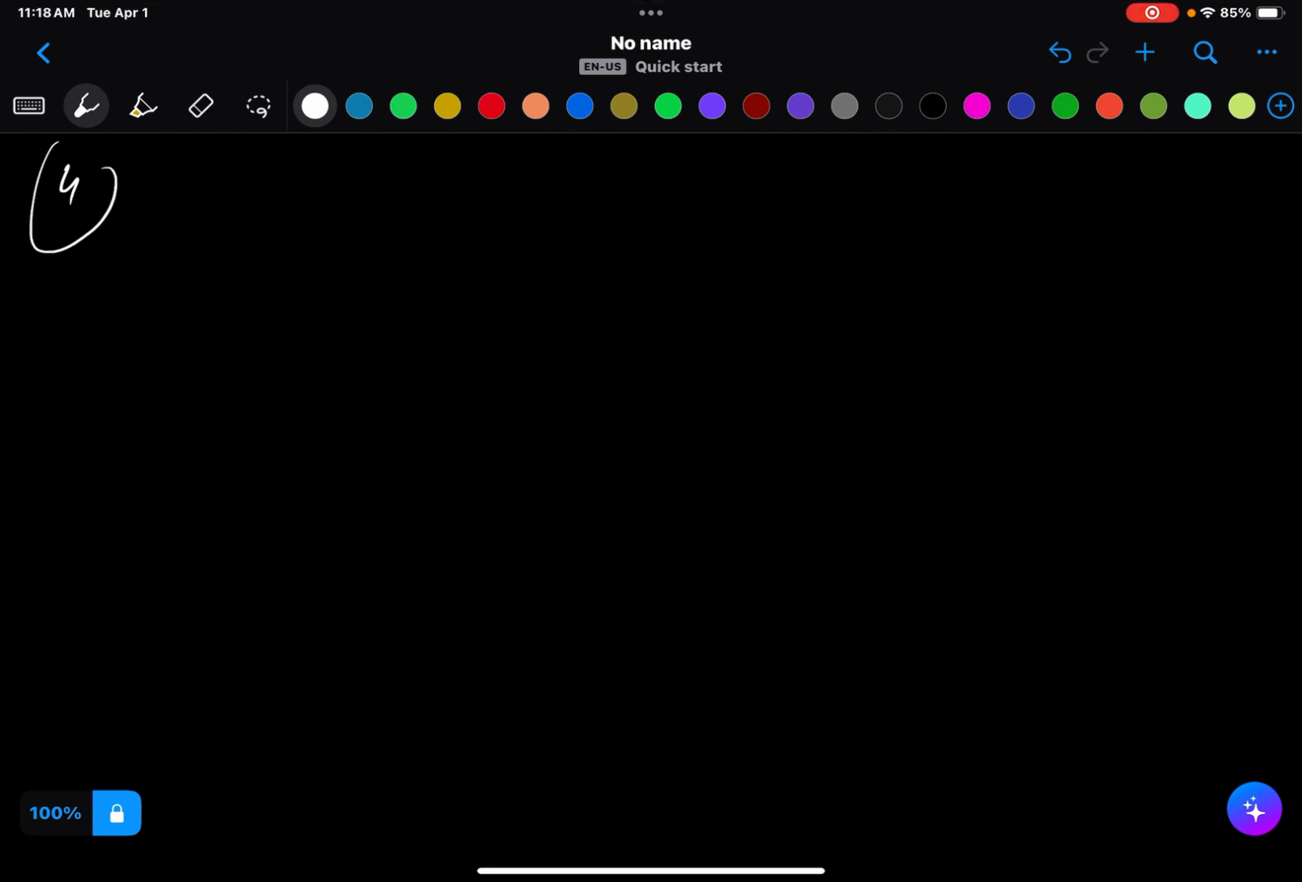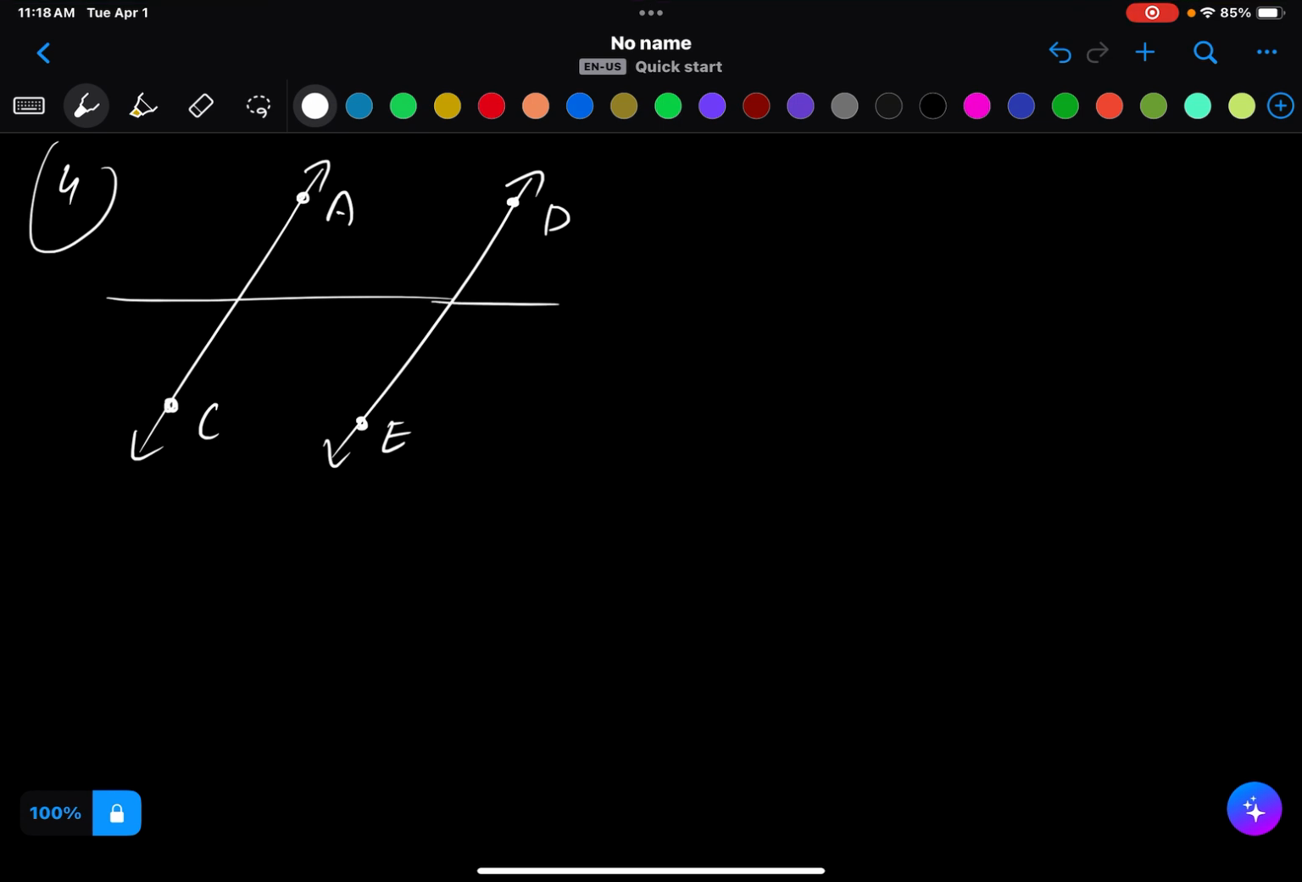Number 4 is similar. Let me draw this out. Again, you have two parallel lines given to us. CA is parallel to ED. Those are two parallel lines that are being cut through by a third line, which forms the 8 angles. 1, 2, 3, 4, 5, 6, 7, 8. And they're asking us which theorem proves that 1 and 5, and then 4 and 8 are going to be congruent or the same.